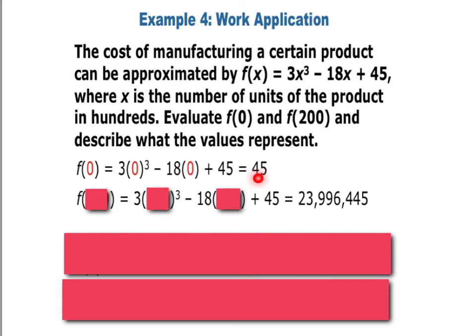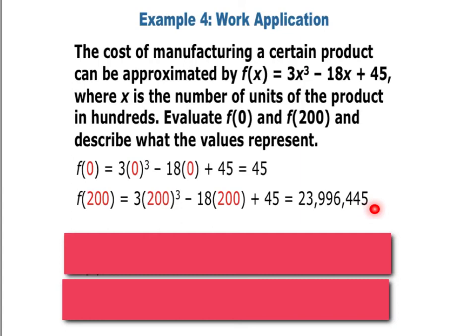Okay, so let's take a look at what happens if we make 200 of them. Well, I'm going to plug 200 in for x, and let me uncover each one of these, and we're going to crunch this out. And notice now we make 23,996,445. Now, if that's in dollars, wow, that's a lot of money.